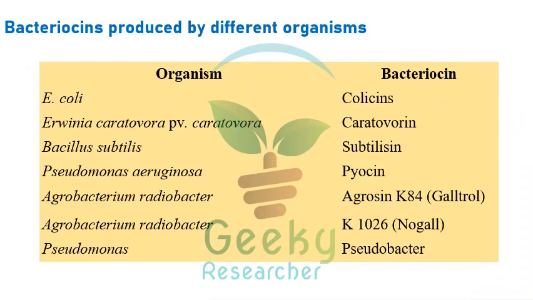The next one is bacteriocins, which are produced by different organisms. Now we'll see. Escherichia coli produces a bacteriocin called colicins.